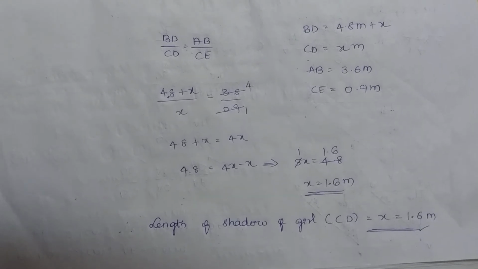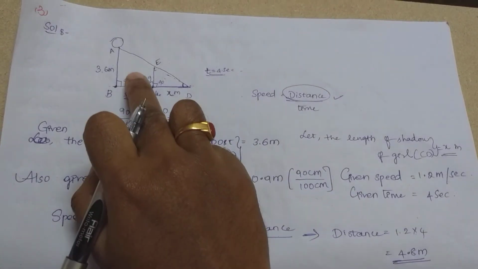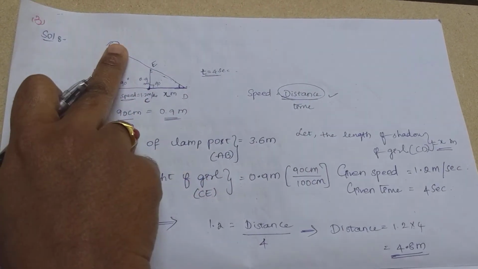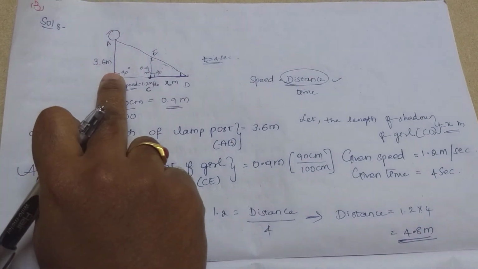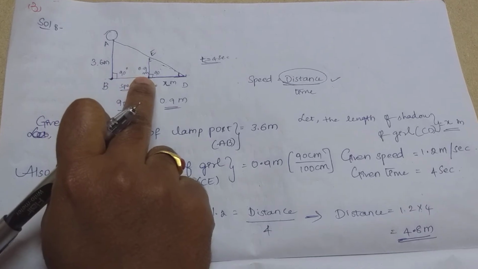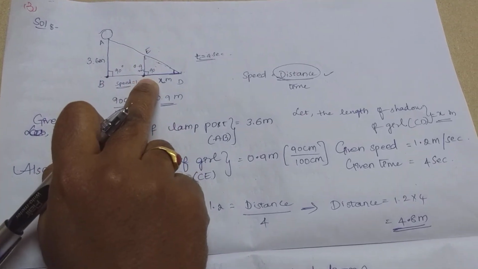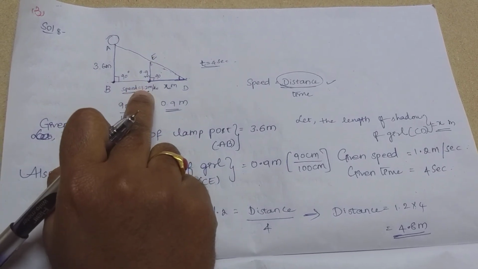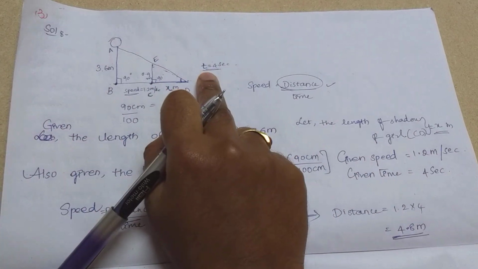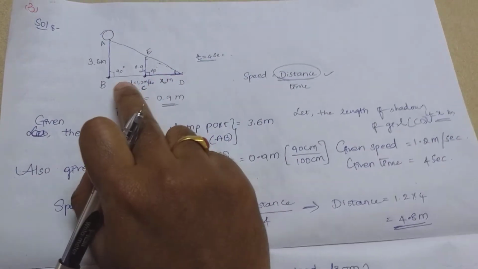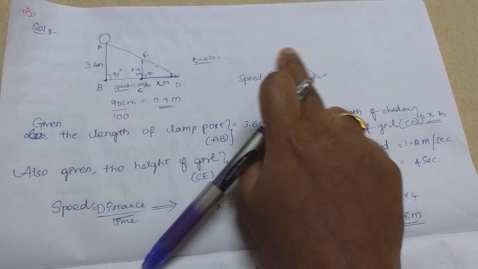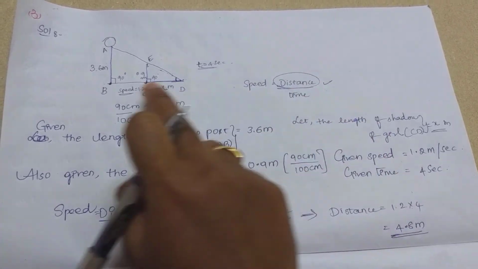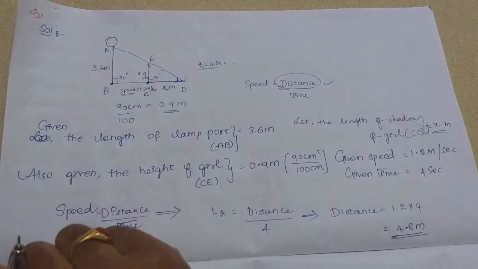Let me explain this again. This is the length of the lamp post. From the lamp post, the rays will come like this, correct? So the girl moves from the base of the lamp post to a certain distance at a speed of 1.2 meters per second. The time given in the question is 4 seconds. Based on speed equals distance by time, we can find out the distance BC.